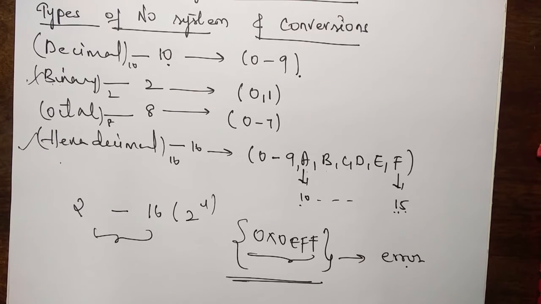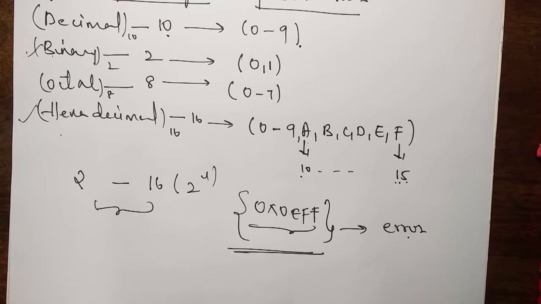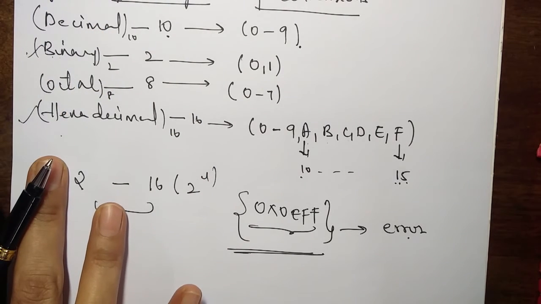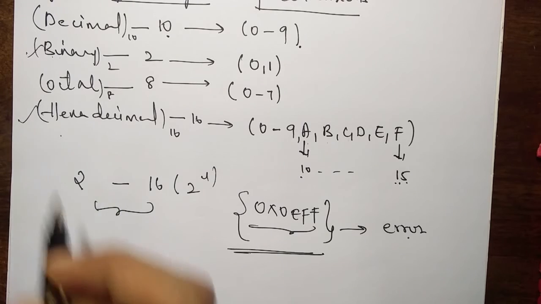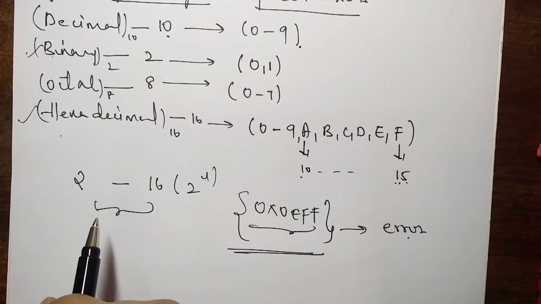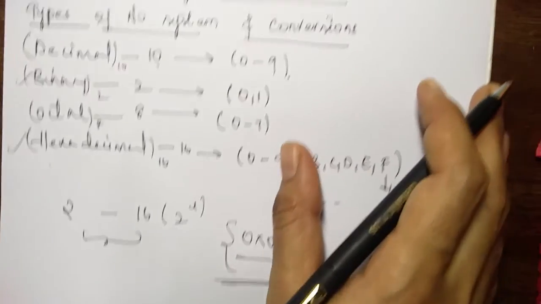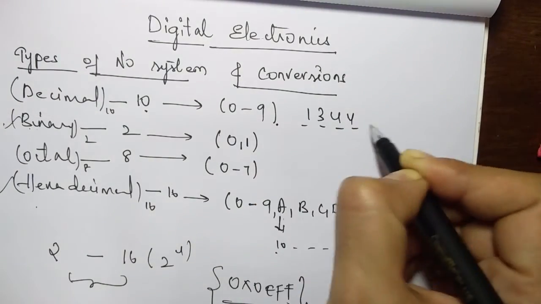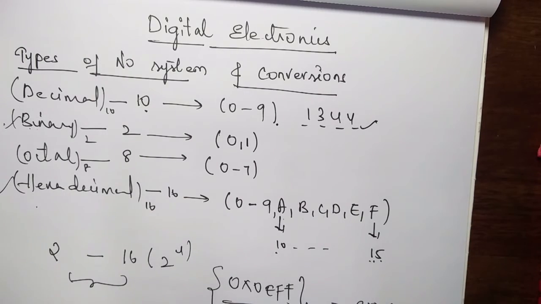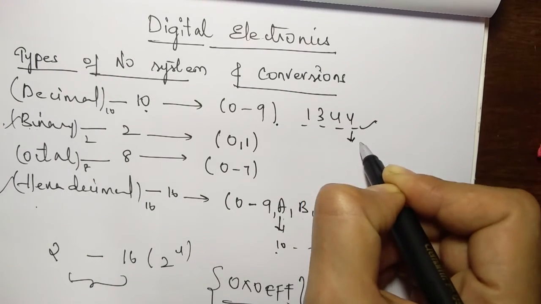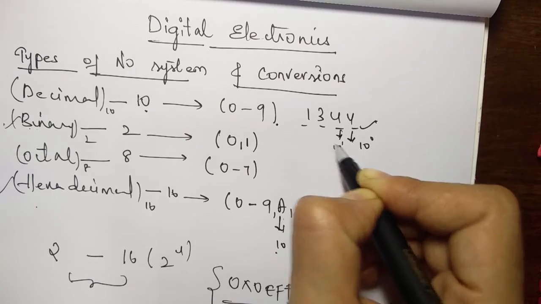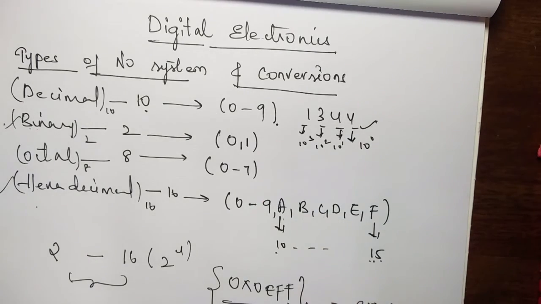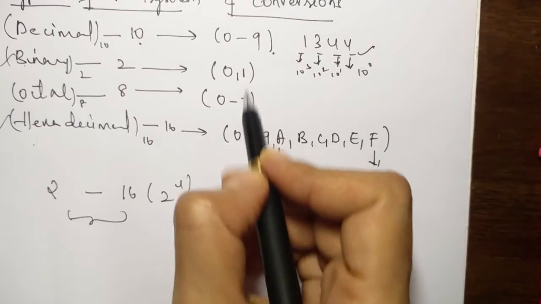Now, when it comes to conversion, every digit in the decimal number system has a weight. Weight means each position of a digit has some importance. If you take the value 1, 3, 4, 4, each place of a digit has some weight: 10 power 0, 10 power 1, 10 power 2, 10 power 3, and it goes on like this.